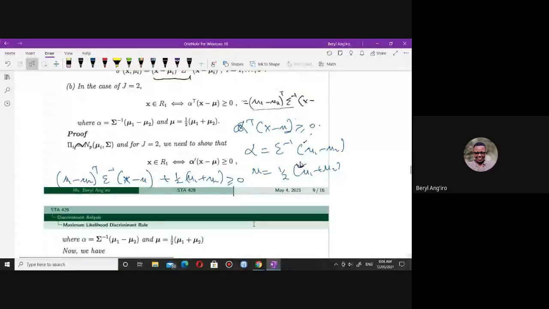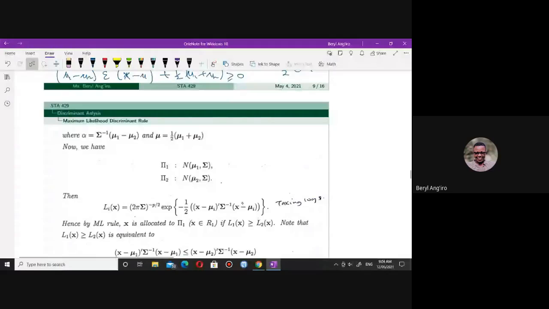So to prove this, because we have two populations, population 1 and population 2, and both are from the normal distribution, we have that L1, the likelihood under population 1, divided by the likelihood under population 2, will be given by 1 over 2 pi, sigma to the power negative a half, times exponential minus a half (x minus mu1) transpose sigma inverse (x minus mu1), that is for the first population.